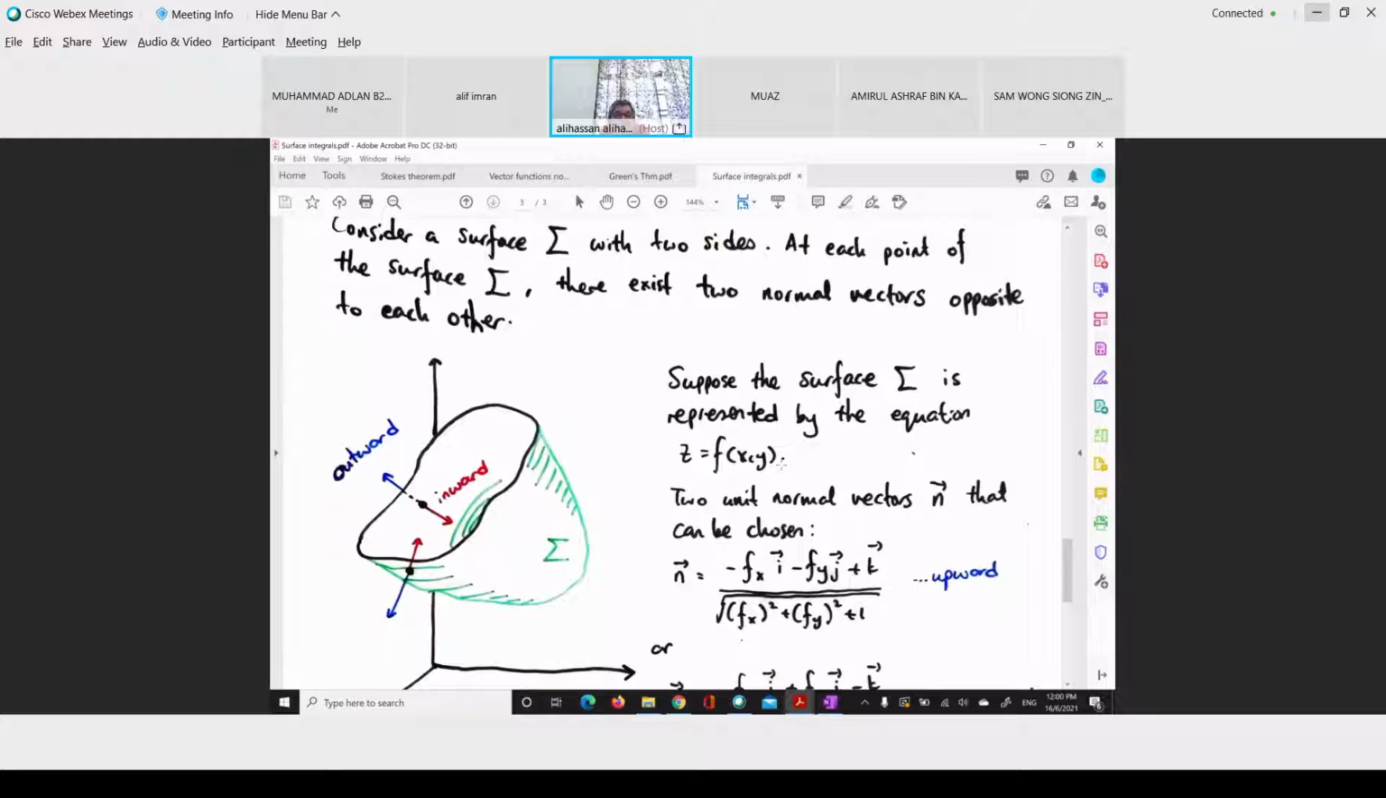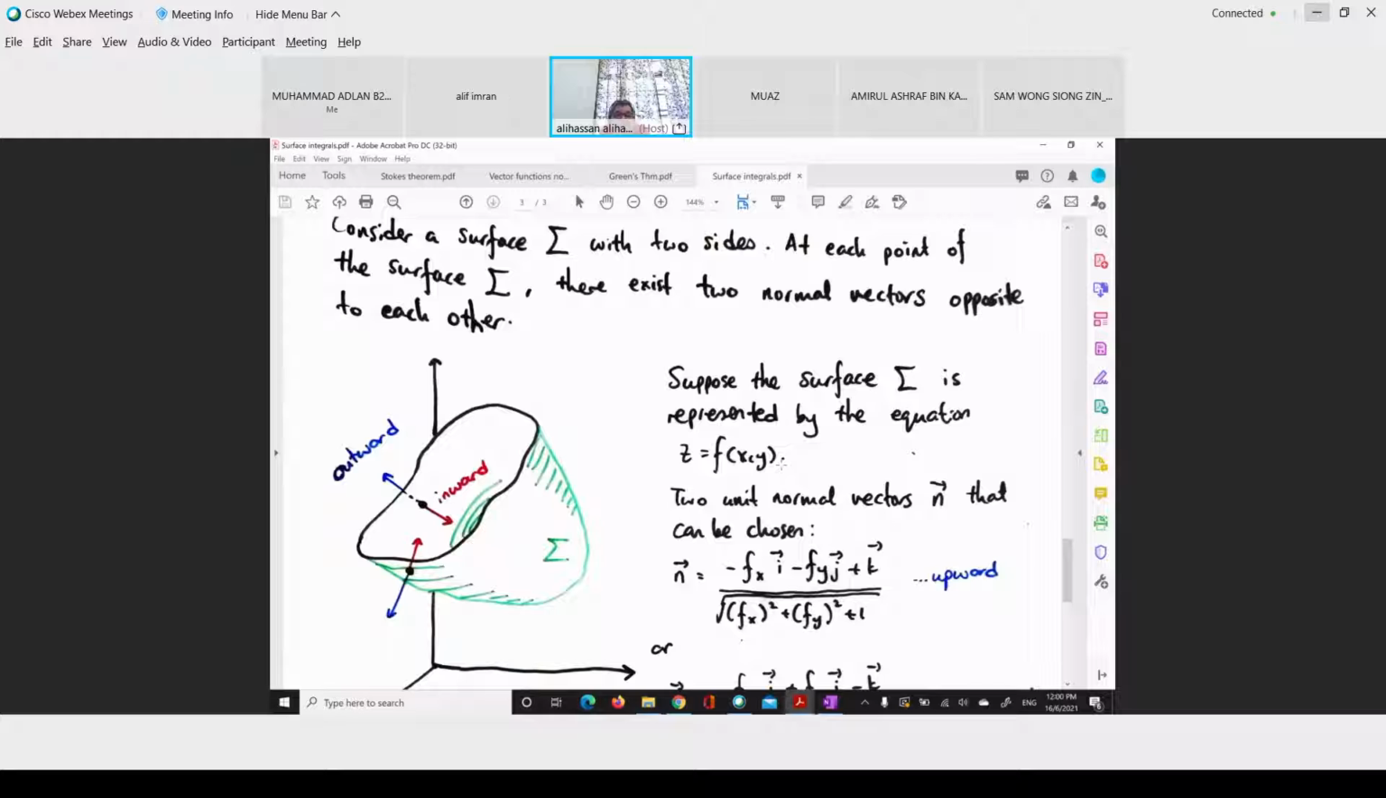So what is the rate of mass of fluid passing through sigma in the direction of the vector n? So again, we use the idea of partition, divide the surface into smaller partitions, and then approximate. Okay, use the approximation.